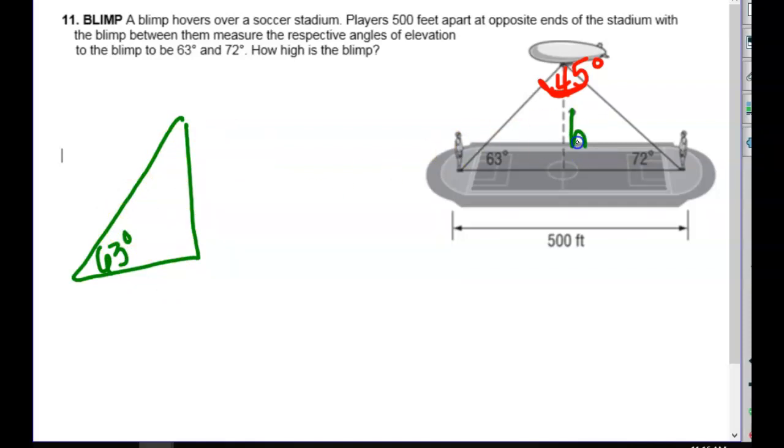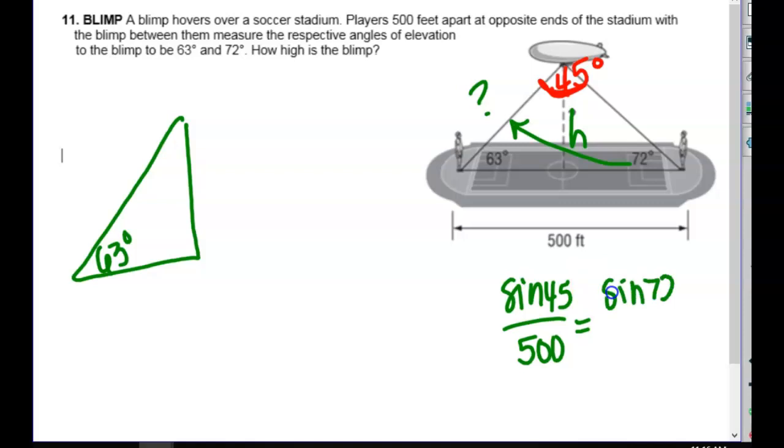So if I say the sine of 45 is across from 500 in the giant triangle, the sine of 72 is across from this guy. That will give me a number for that side right over there. 500 sine of 72 divided by the sine of 45. Anybody get 672.5?